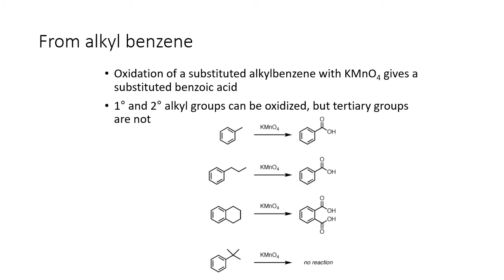The second method is usually the preparation of benzoic acid derivatives. Benzoic acid derivatives are prepared from compounds that are called alkyl benzenes. Alkyl benzenes are a benzene ring with an alkyl group on it. These alkyl benzenes can be oxidized to the benzoic acid derivative by a reagent called KMnO4, also known as potassium permanganate. So KMnO4 oxidizes an alkyl benzene to the benzoic acid.